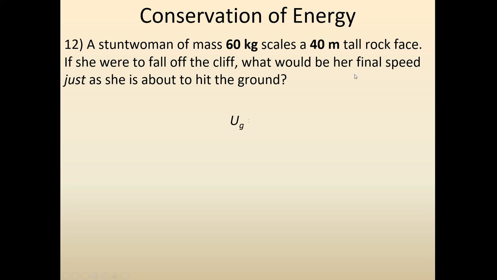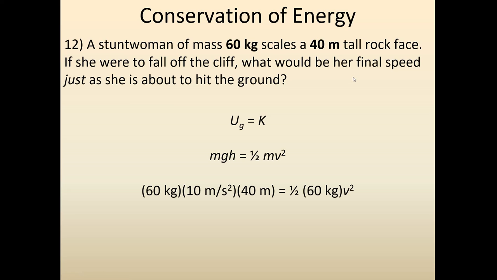So in this case, I'm going to set U_G equal to K. Going to plug in mgh equals 1/2 mv squared. Plug all my numbers in right from the get-go, and end up getting that this final speed is going to be 28.3 meters per second. Again, the key is to identify all the energies that are going on before and after at the 2 points. And you want to keep track of what type of information they're referring to in order to give us an idea of what energies we should be considering.